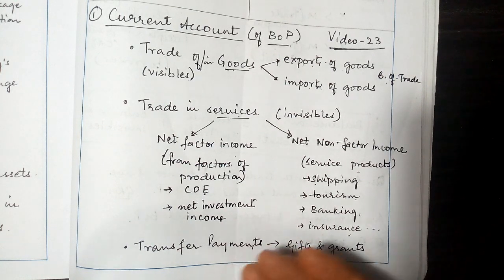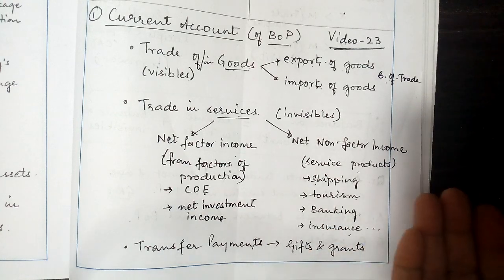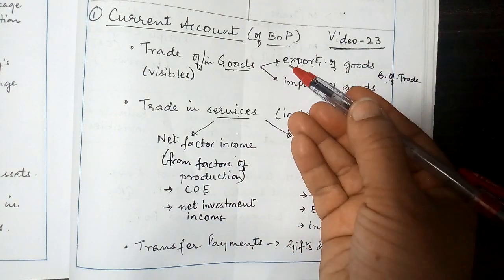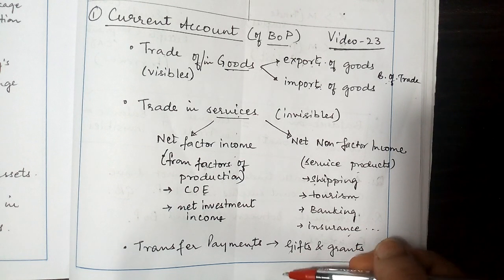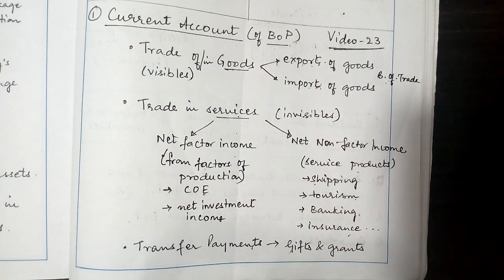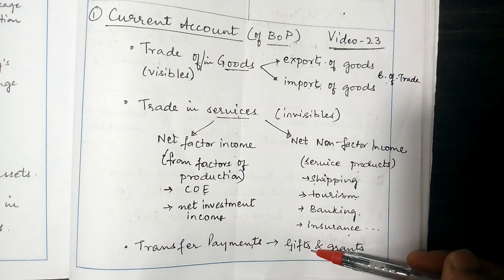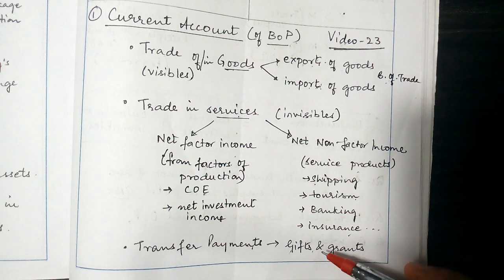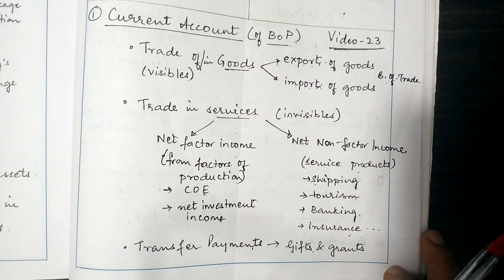Then current account deficit arises when the value of exports of visible, invisible, transfer payments is lesser than the value of imports of visible, invisible and transfer payments. So when imports are greater, there is deficit, and when exports are greater than imports, it is called as surplus current account.